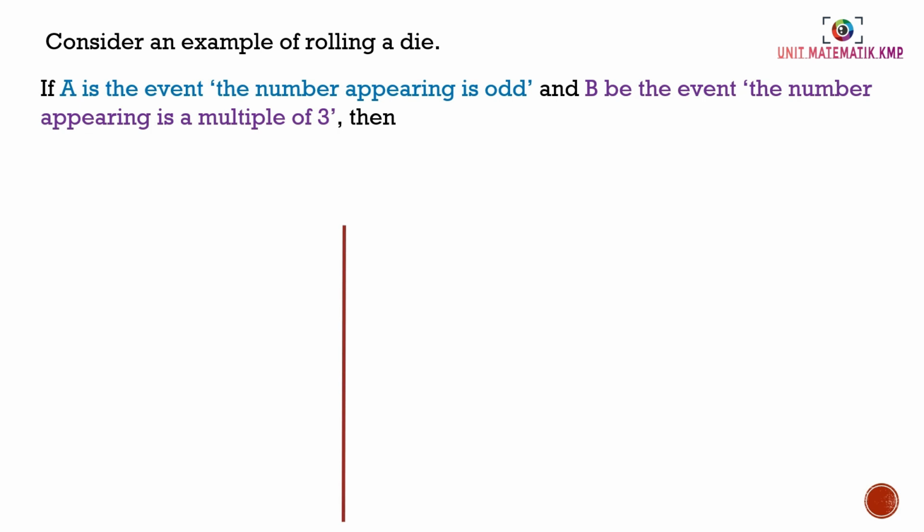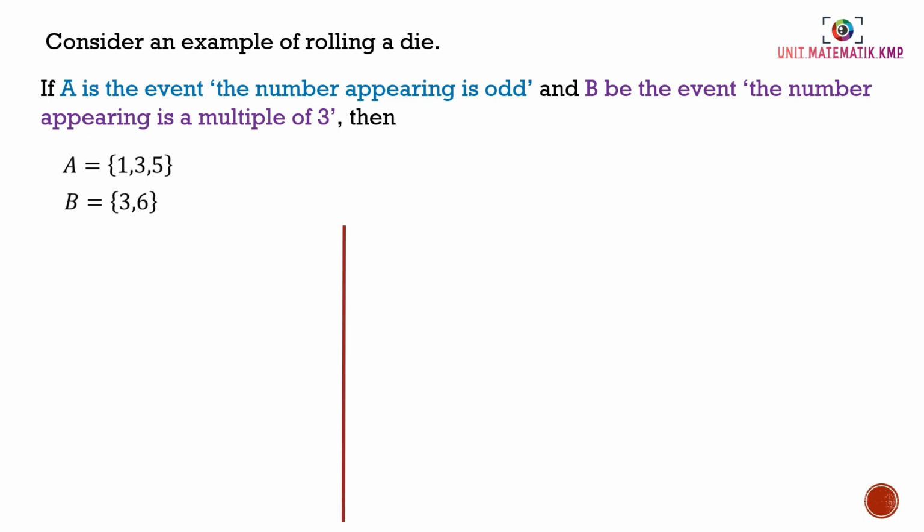Okay, now let's consider an example of rolling a die. If A is the event, the number appearing is odd, and B is the event, the number appearing is a multiple of 3. So for A, okay, number appearing is odd, nombor ganjil, so 1, 3 and 5. Untuk B, multiple of 3, so 3 and 6.